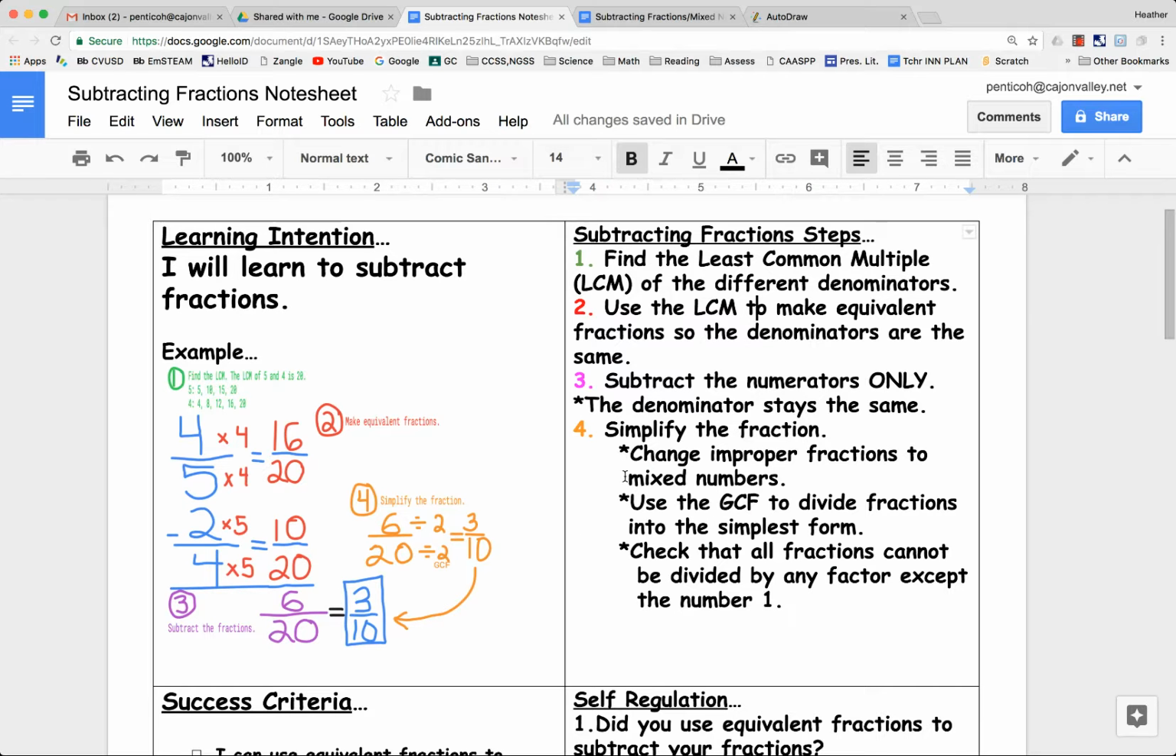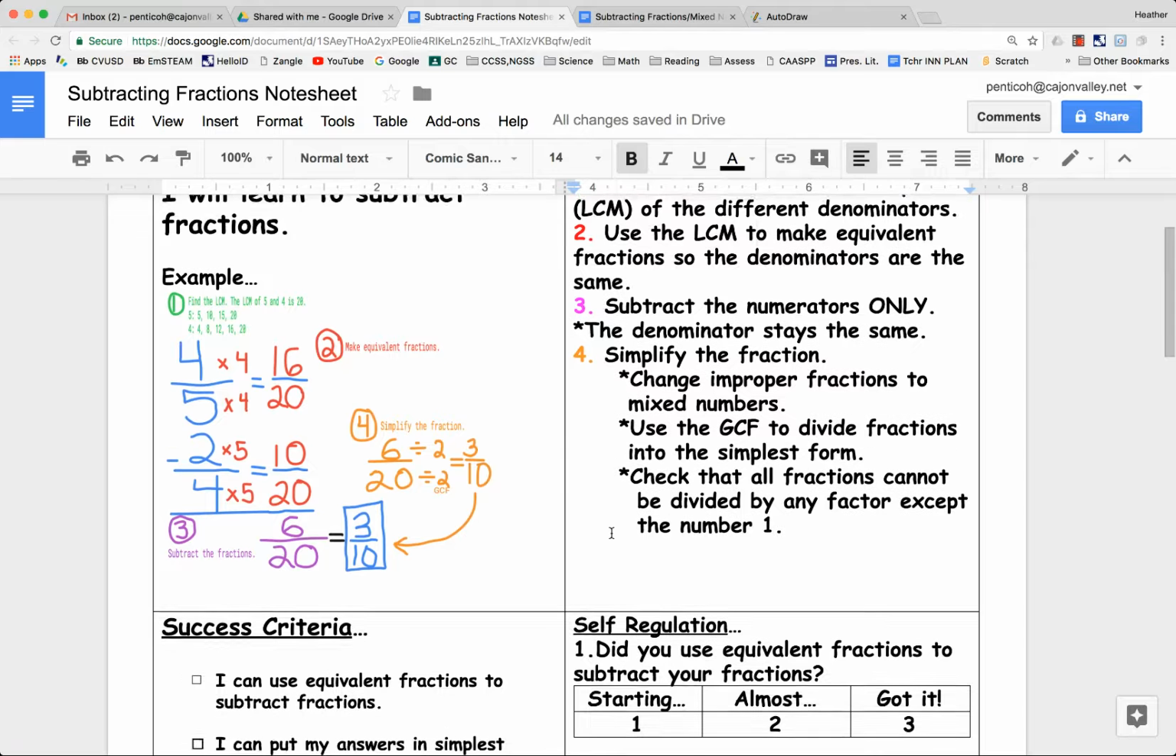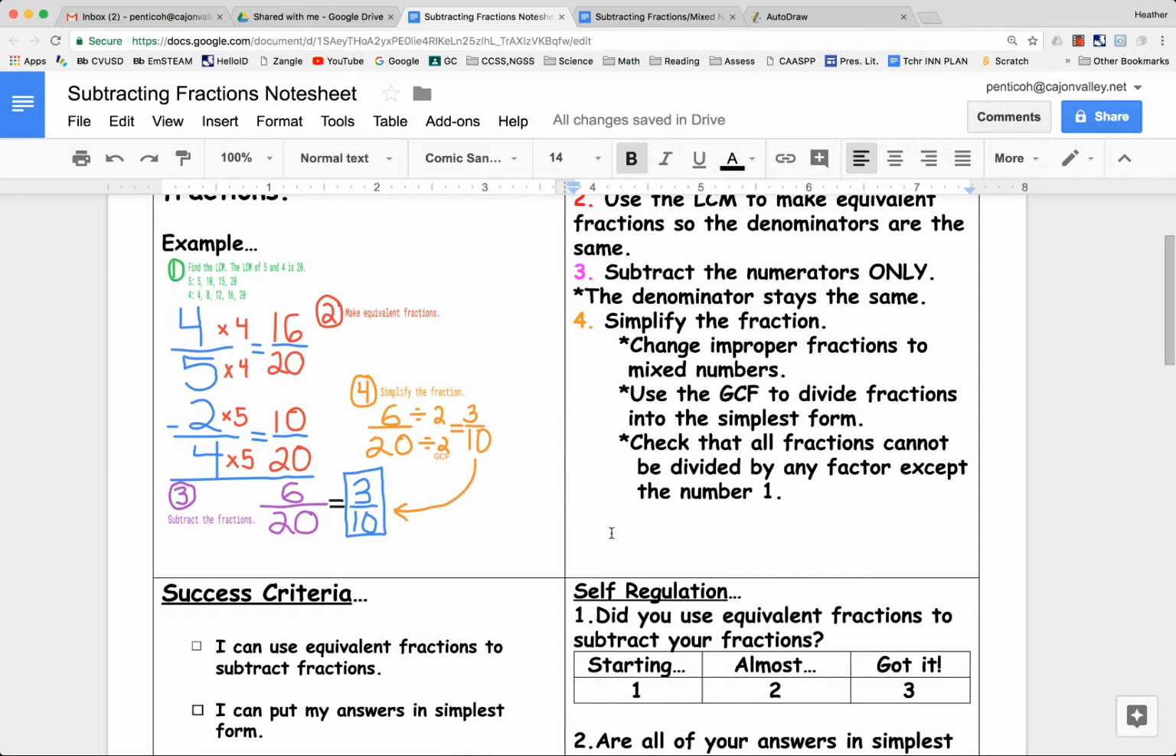And then the last step is to simplify the fraction either by changing improper fractions to mixed numbers, using the GCF to divide fractions into simplest form, or checking and just making sure that it's all in simplest form. And then I put my final answer back in the original blip.